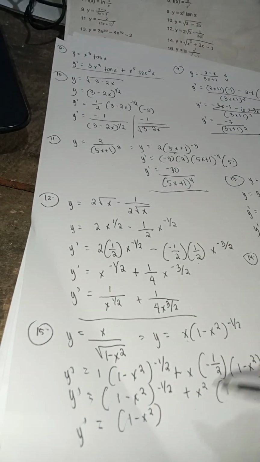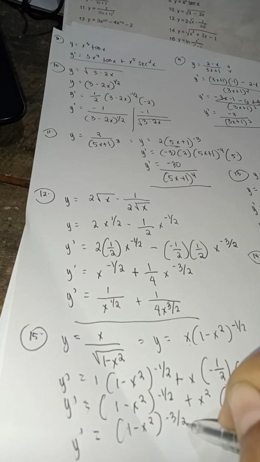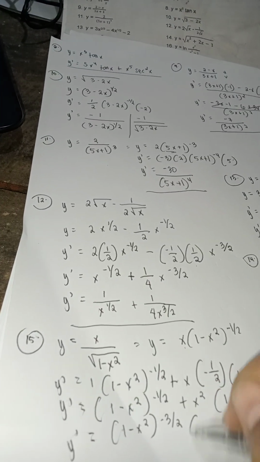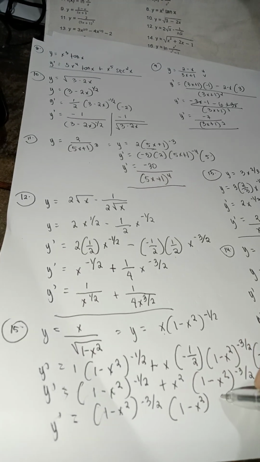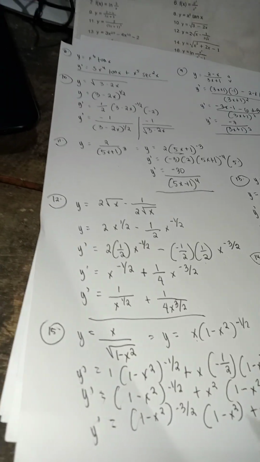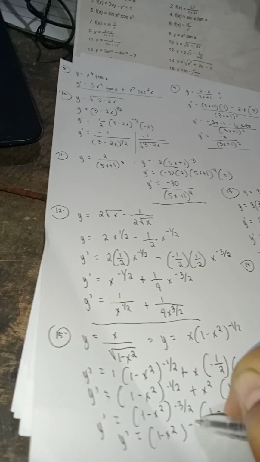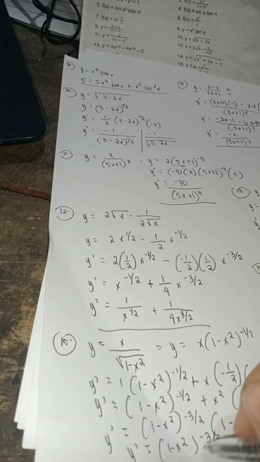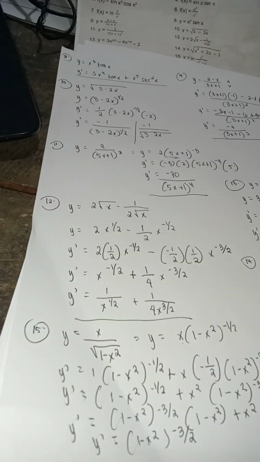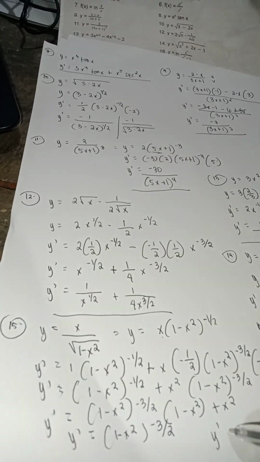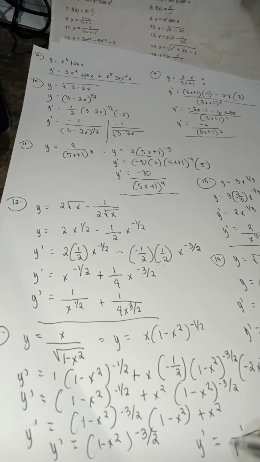Okay, negative 3 over 2 times the 1 minus x squared plus x squared. So y prime is equal to 1 minus x squared to the negative 3 over 2. Since it is a negative exponent, we're going to put it in the denominator. So y prime is equal to 1 over 1 minus x squared to the 3 over 2. This is our final answer for number 15.